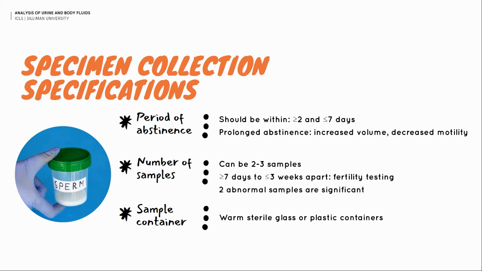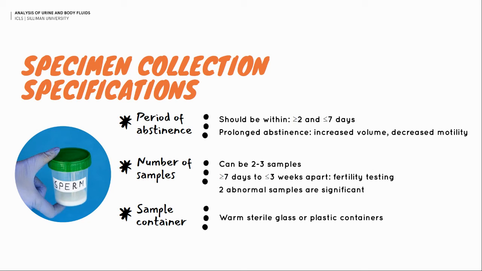Now, if the abstinence is prolonged, it will result in increased volume because the semen has accumulated, and also decreased motility of the sperm cells. Because of the long abstinence, the fluid becomes very viscous, so the sperm cells are no longer able to move because of the consistency of the sample.